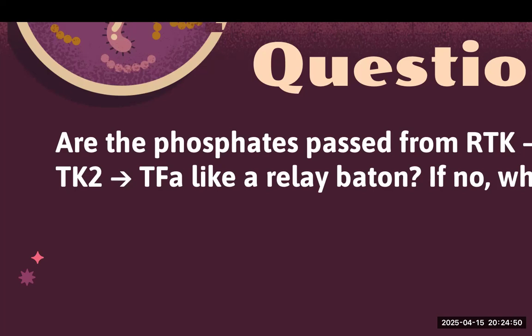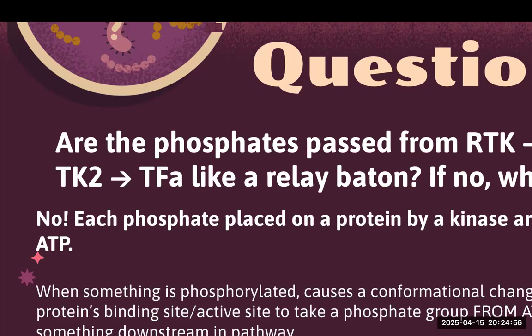Okay, let's talk about eukaryotes, right? I'm gonna say no. I'm gonna tell you why. Each phosphate is placed on a protein by a kinase and taken from ATP. So we're not passing the same phosphate from one to the next to the next. Every single time a kinase phosphorylates something, it takes a phosphate off the ATP and attaches it to something. So when we talk about this gets phosphorylated and then this gets phosphorylated, these are all different phosphates. They're not being passed from each step to each step. Each kinase is taking a phosphate from ATP and placing it on a protein. Does that make sense? Okay.